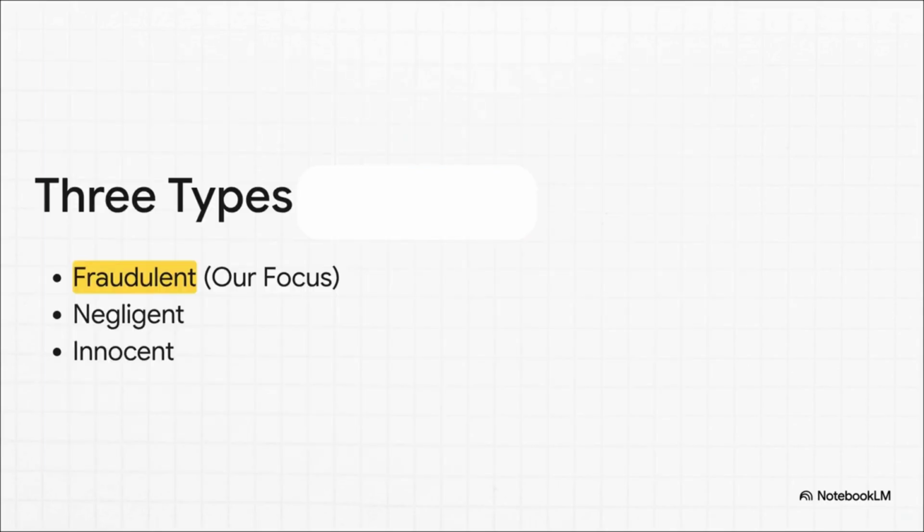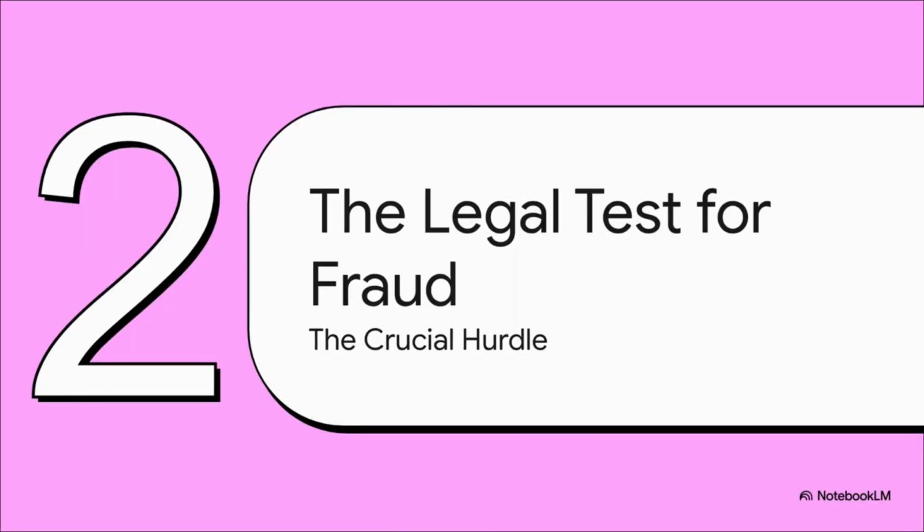Now, contract law basically sorts misrepresentation into these three buckets. And which bucket it falls into depends entirely on the state of mind of the person who made the statement. You've got negligent, which is about carelessness, and innocent, which is basically an honest mistake. But today, we are tackling the big one, the most serious of the three, fraudulent misrepresentation, because this one involves actual dishonesty. So what is it that elevates a simple false statement to the level of legal fraud?